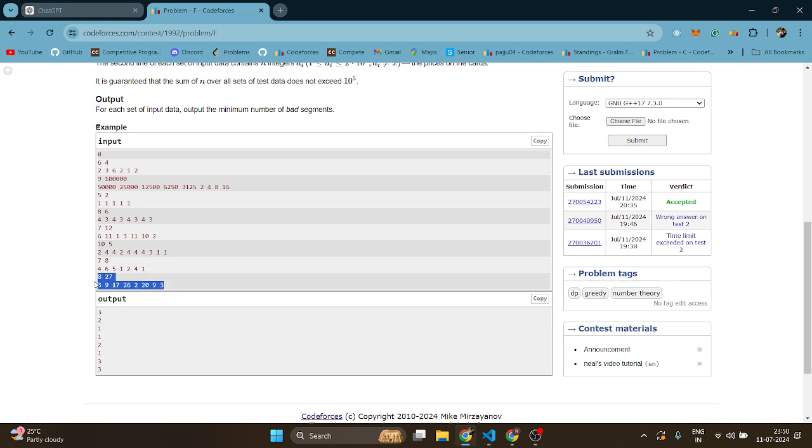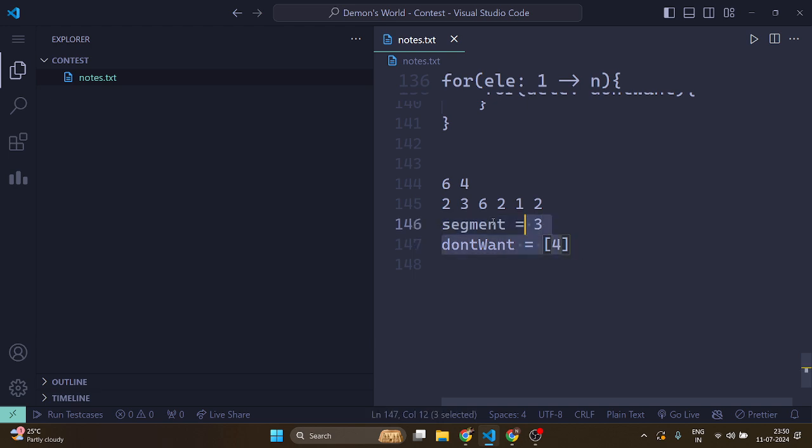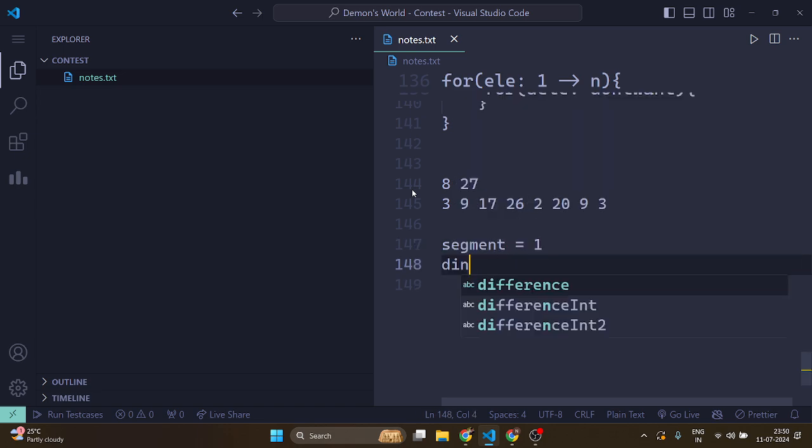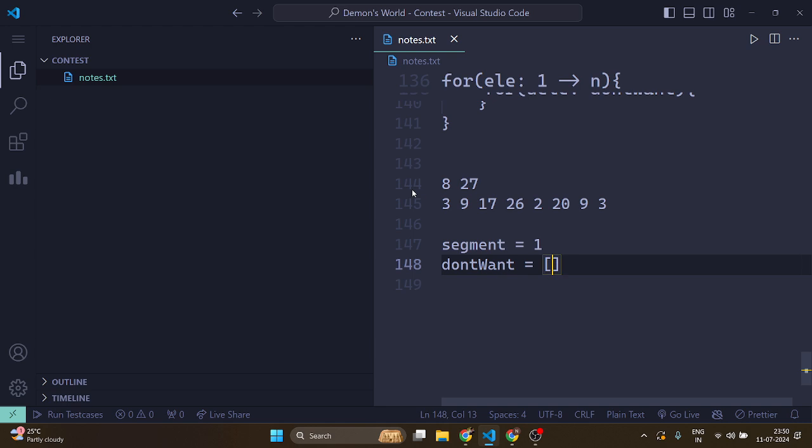Let's take one final example to understand this, and I hope you create a don't want list and number of segments before I do. Segment is 1, don't want is empty. So 27 initially. Okay. So can I include this 3? Yes, I can include this 3, but after including the 3, I don't want 9. So 9 is in my don't want list.